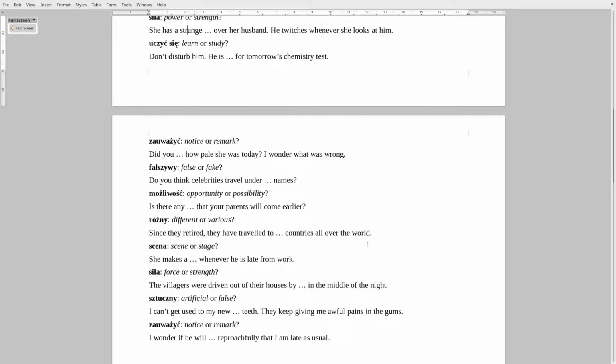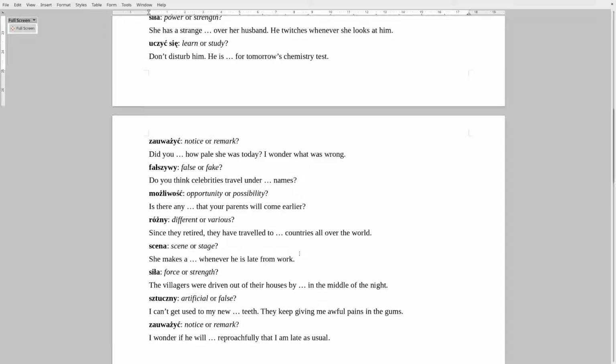Zauważyć, notice or remark. So of course the difference is huge because in English these words mean something quite different. But in Polish, zauważyć can be used in these two meanings. So, did you notice how pale she was today?